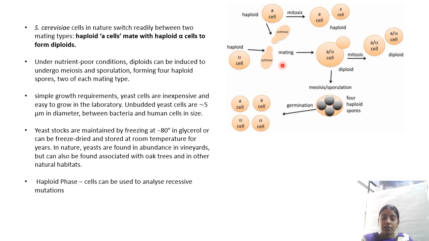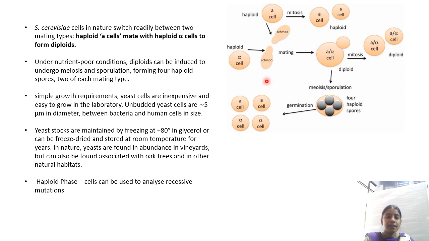And the mating occurs between the alpha cell and the A cell, okay? Which results in diploid cells, which is the sexual reproduction, right? These diploid cells on meiosis form the haploid spores, whereas the diploid cells can also undergo mitosis, wherein the diploid cells undergo the budding process and are perpetuated through the asexual mode of reproduction, which is quite shorter, okay.